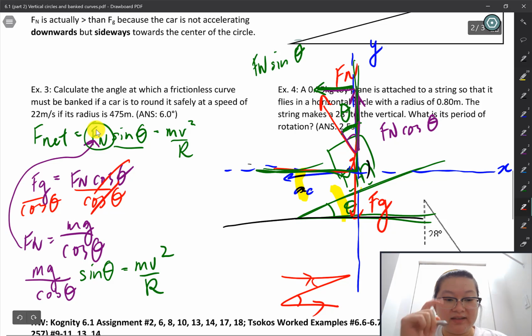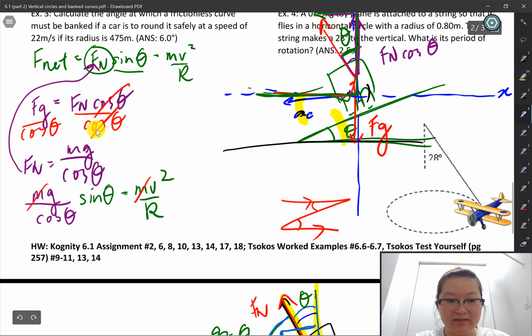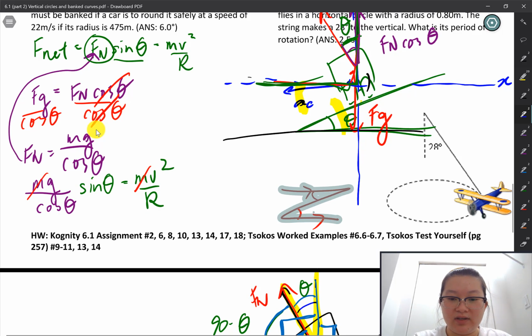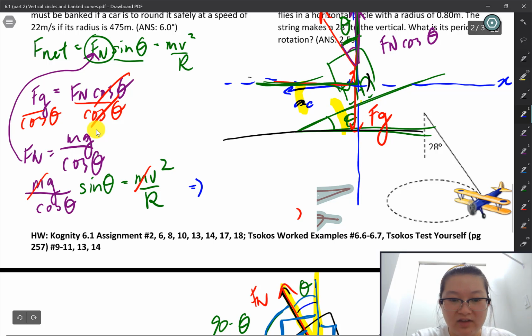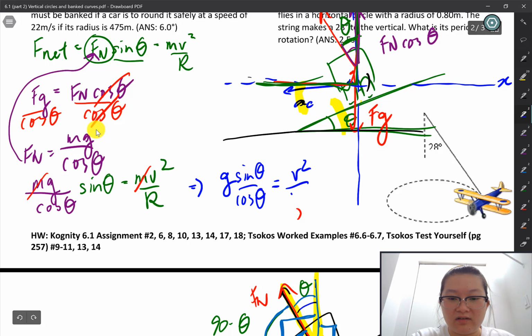Now you might notice that the masses, the m's, can cancel out. So this m cancels out with this one. And I'm going to be left with, okay, let's erase this one. I am going to be left with g, and not just g, but g sine theta over cosine theta is equal to v squared over r.